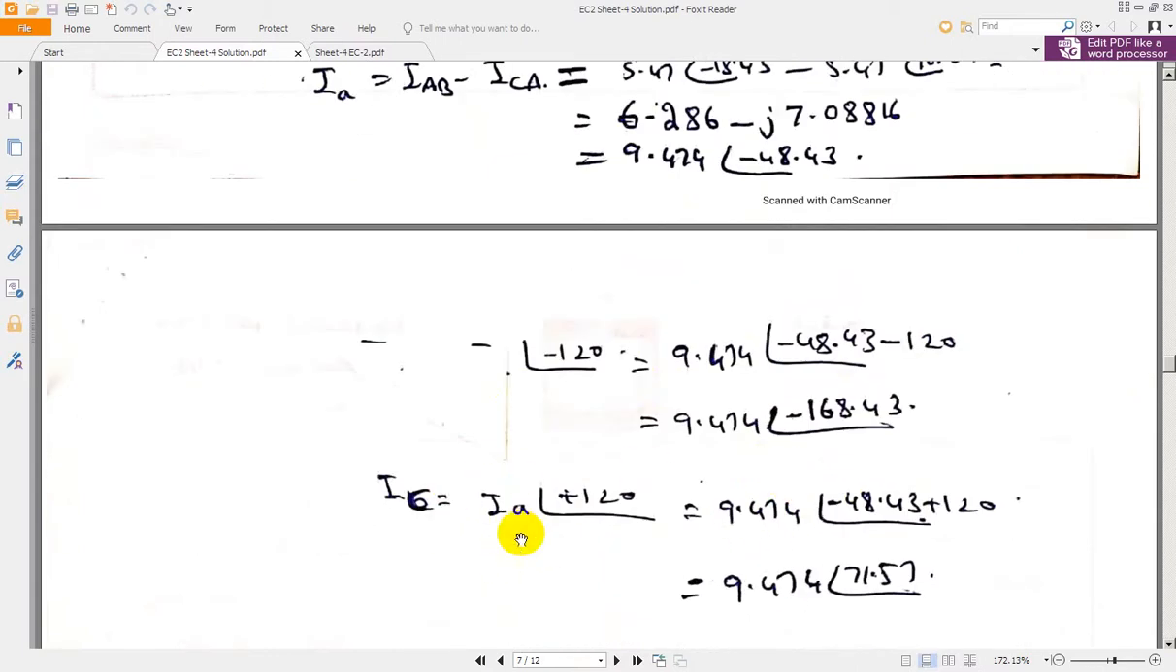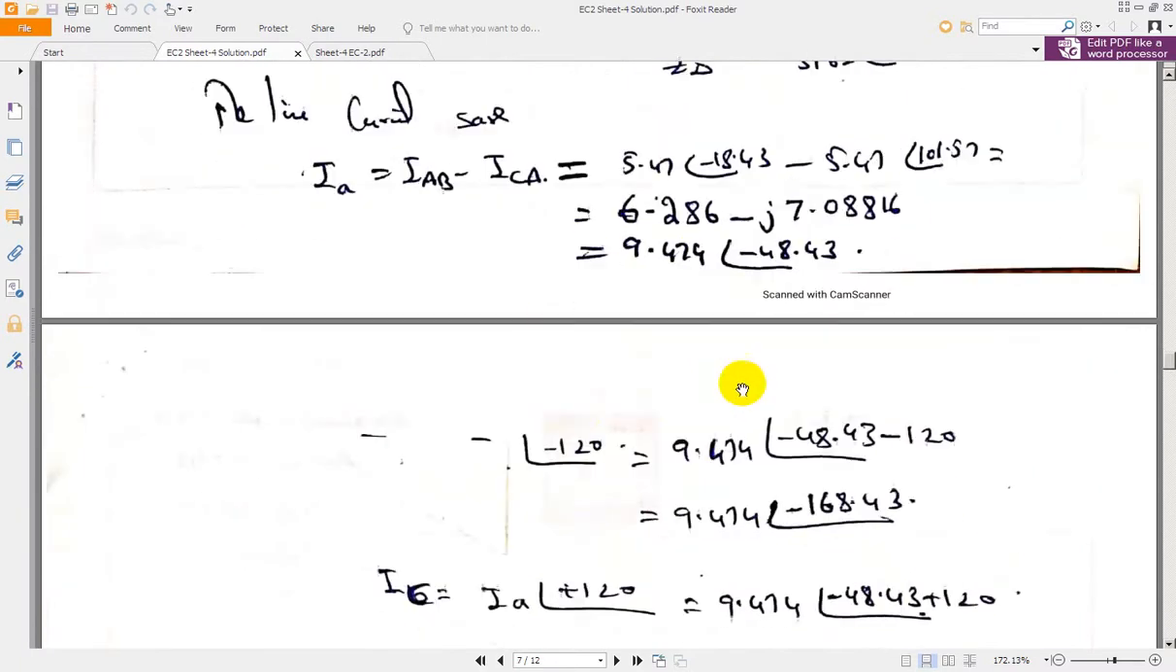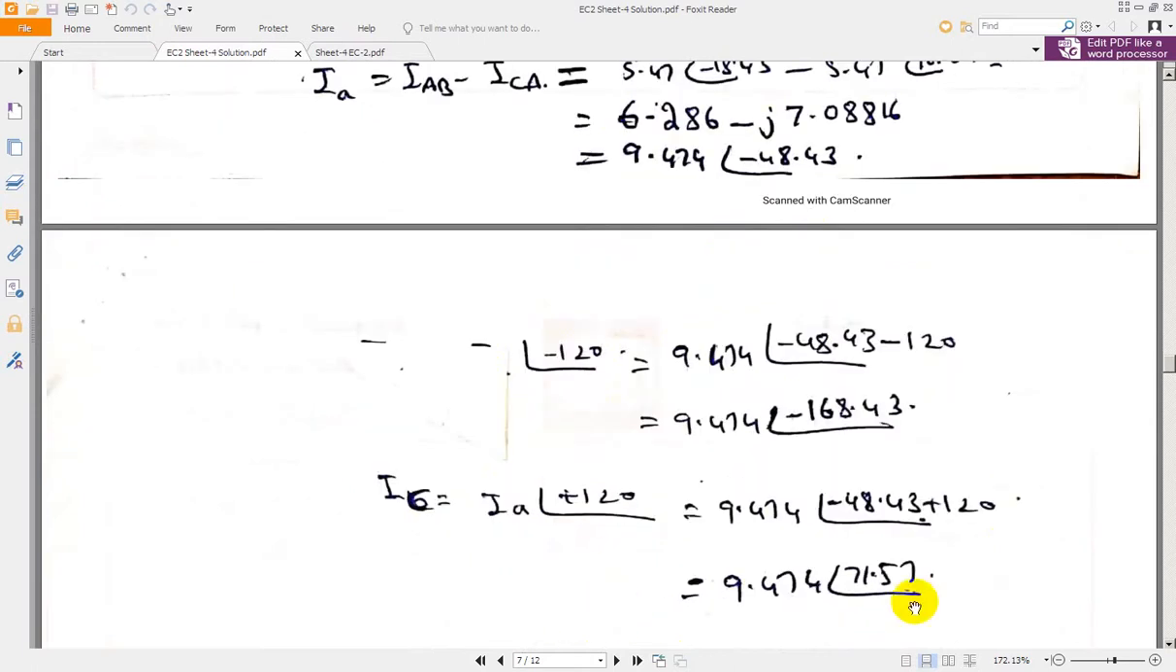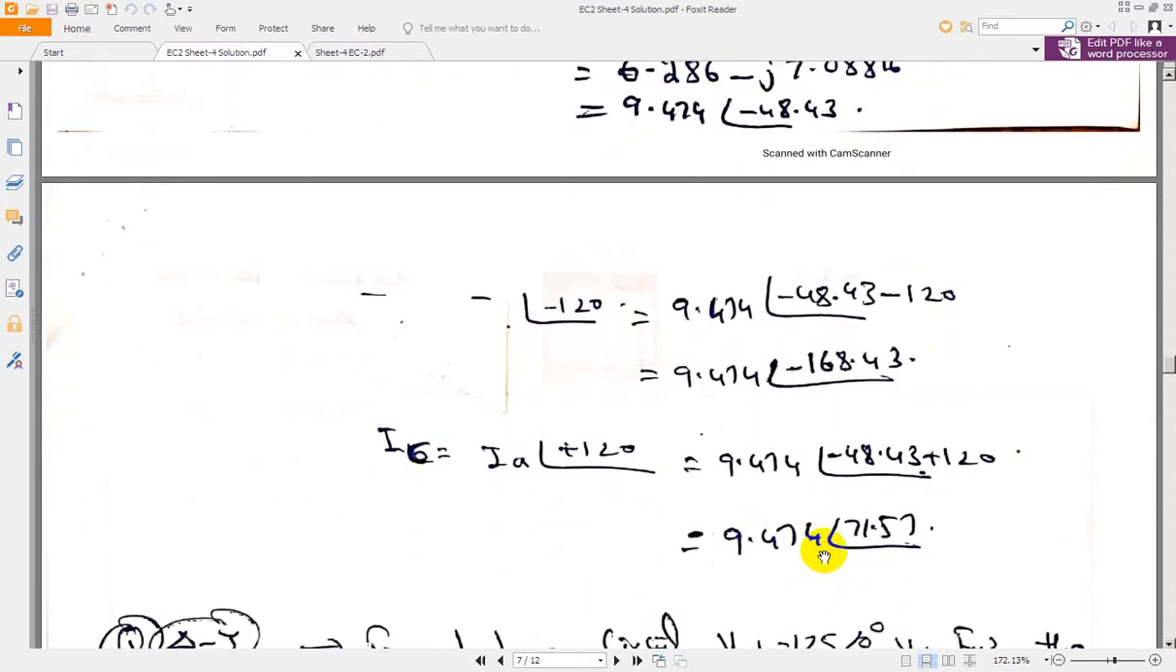Similarly, IC is equal to IA at an angle of plus 120. IB is IA at minus 120, and IC is IA at plus 120. The IA value we got as minus 48.3, so we add minus 120 or plus 120. Either you can use this method, or simply after evaluating this, just add minus 120 here and plus 120 here. You will get the same values of the line currents.